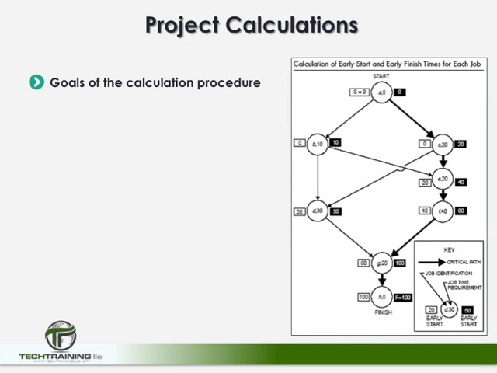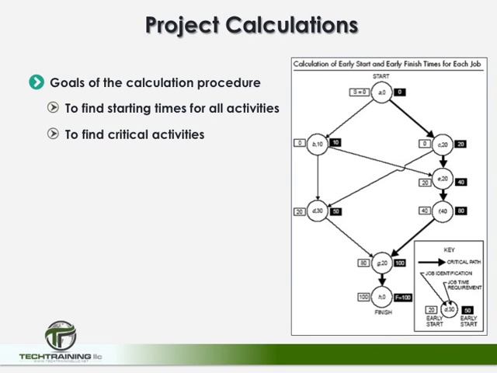Now the calculations that we'll be performing, the forward pass, the backward pass, free float, total float, etc., have meaning. The goals of these calculations are to find the times that each activity is going to begin. We're also going to find the critical activities throughout the project. And we're also going to find out how long this project is going to take.